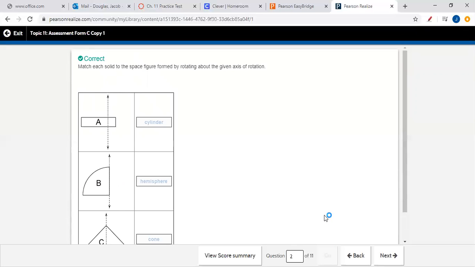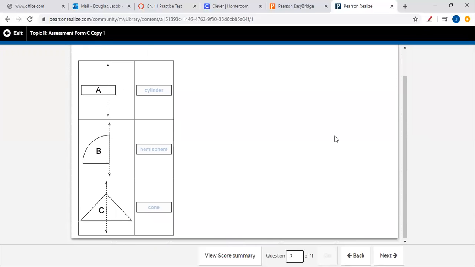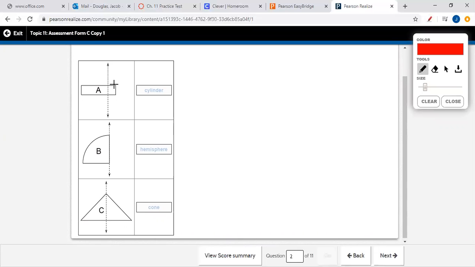So this one says, match each solid to the space figure formed by rotating about the given axis of rotation. So within this, this is once again trying to visualize what these solids would look like. In part A, you're given a rectangle, all right? And if you were to rotate this, rotating means going around this axis here. If you want to think about it as the y-axis, it's just spinning around in a 360.